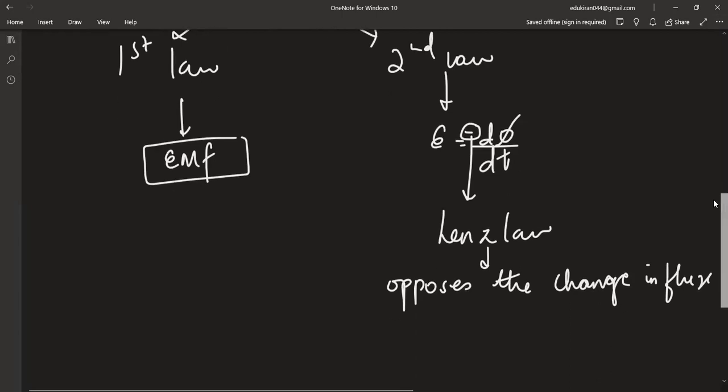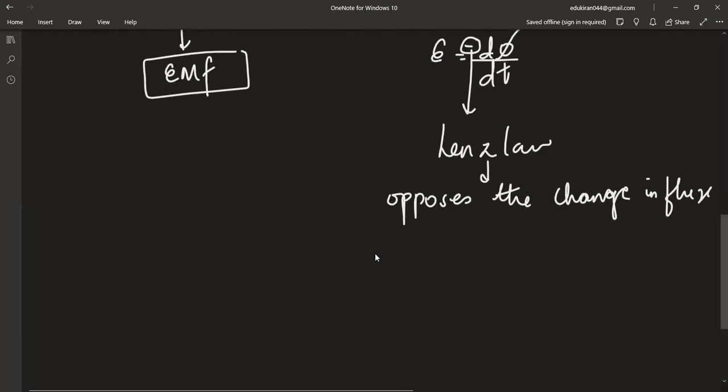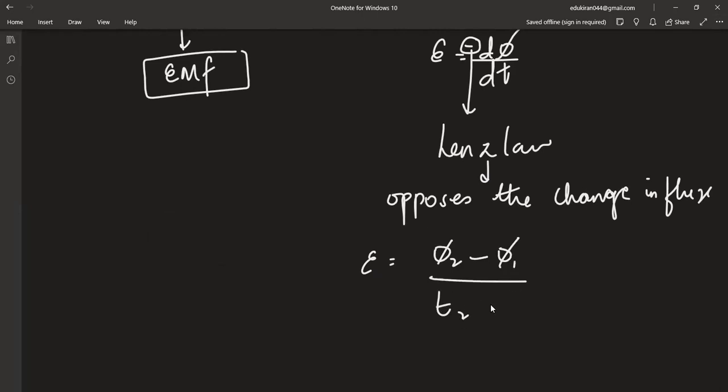In the numericals, this is very often used. It is written as phi2 minus phi1 by t2 minus t1. This is most commonly used. And if the number of turns are also provided, you have to multiply it with the number of turns.